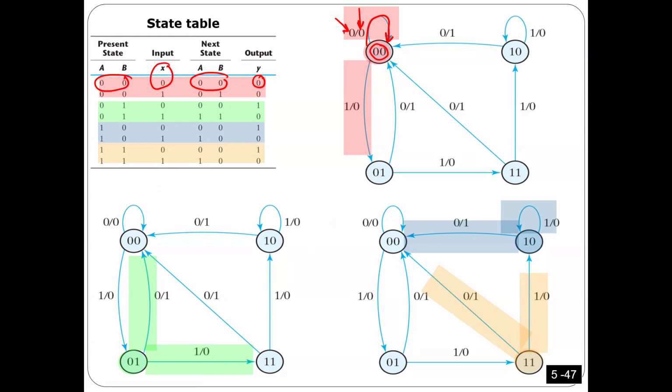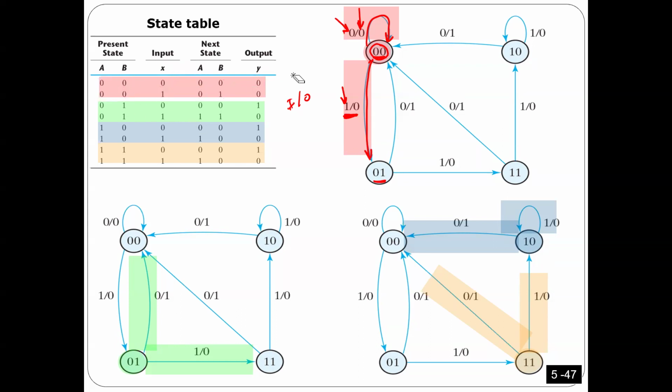Again, let's look at another one. Here, if I'm in state 0, 0 and X is 1, your next state is actually 0, 1. And that's what happened here. If I'm in 0, 0 and the input is 1, this is the input here. We put the input and then a slash, and then the output. The input is 1, so I have to move to this state, 0, 1, and the output is 0.